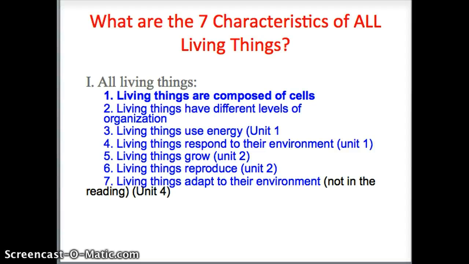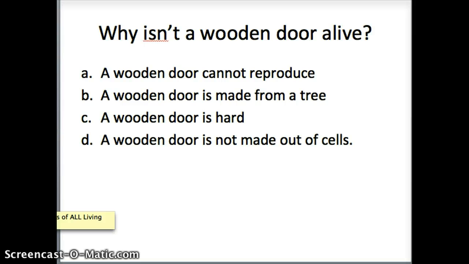So let's go on to our first question. Why isn't a wooden door alive? A. A wooden door cannot reproduce. B. A wooden door is made from a tree. C. A wooden door is hard. D. A wooden door is not made out of cells. Make sure you choose the answer that not only is true, but explains why a wooden door is not alive.